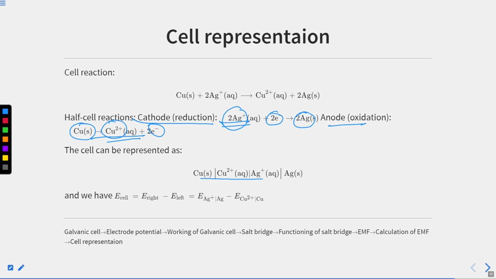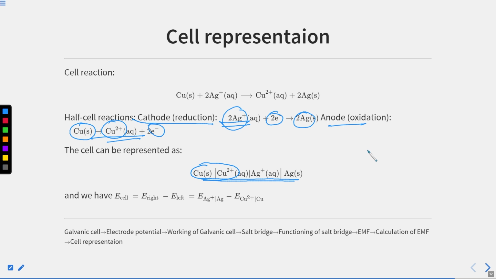So here is our cell representation. Very easy to understand. The substance which is going to oxidation is always placed on the left side. Cu is going to Cu2 plus, losing 2 electrons, means oxidation. It should be on the left side, and it is by convention also.